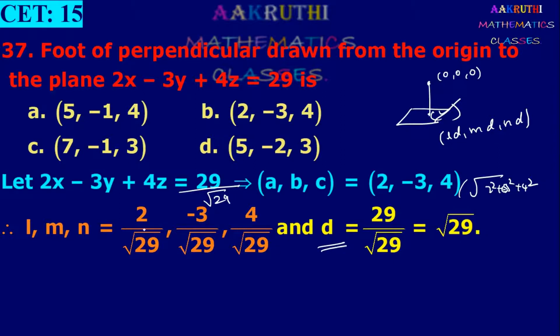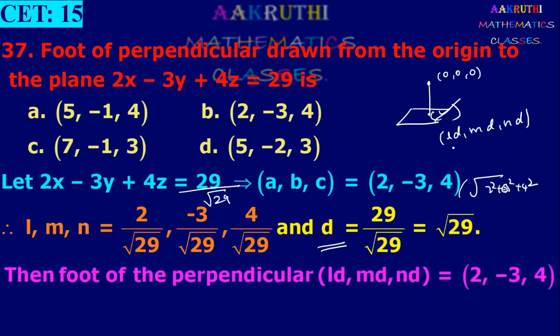Therefore here the L value is 2 by root 29, the M value is minus 3 by root 29 and the N value is 4 by root 29, and the D value is 29 by root 29, which is equal to root 29. Therefore the foot of the perpendicular is LD, MD, ND, and here root 29 gets cancelled. So we get 2, minus 3, 4. Remember this shortcut method: the foot of the perpendicular drawn from the origin to the plane is LD, MD, ND, where L, M, N are direction cosines and D is the distance of the plane from the origin. So the correct answer is 2, minus 3, 4, which is option B.